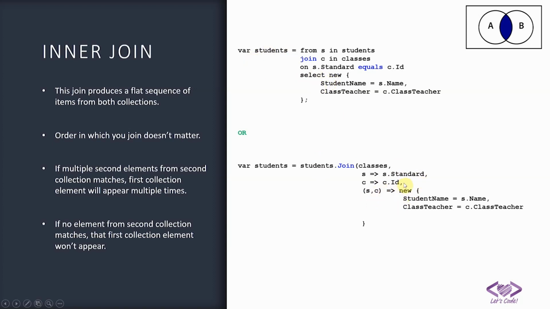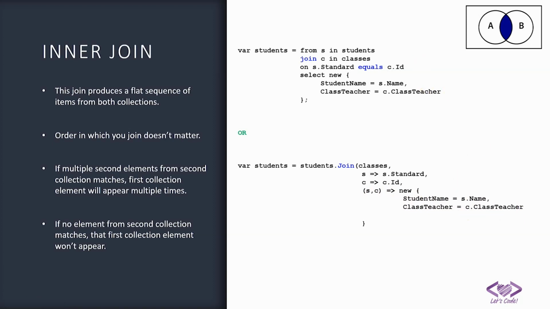Here we will be defining it in the fourth parameter. So s comma c, so we are defining two variables which will be coming in. So lambda expression new, again we are defining a new type by saying student name is equal to coming from this s collection, s dot name, class teacher equal to c dot class teacher. So these two are equivalent.